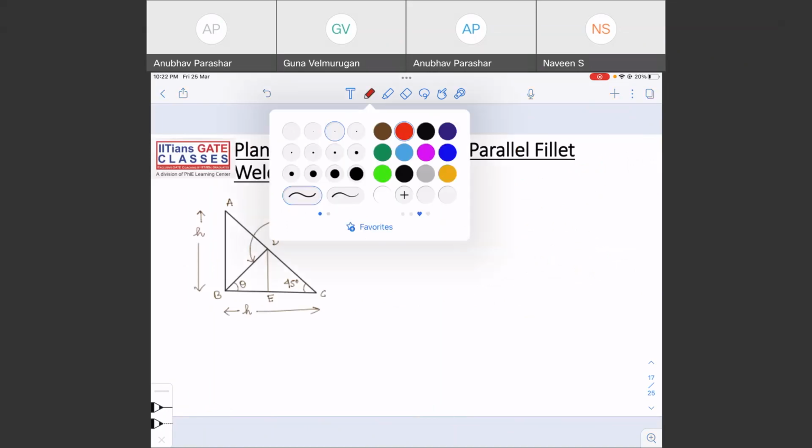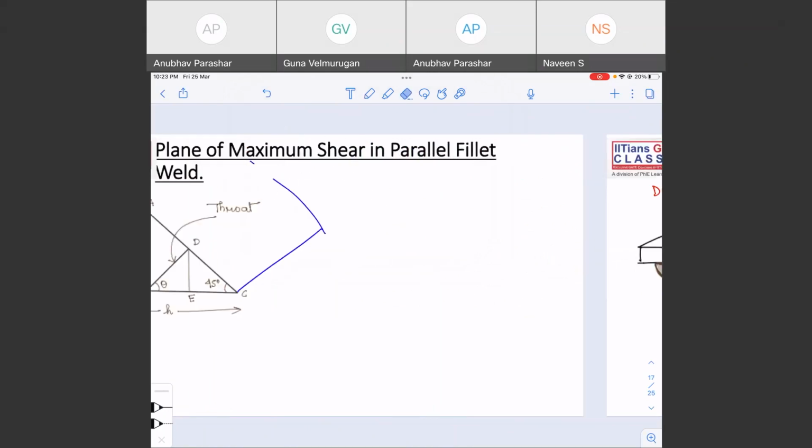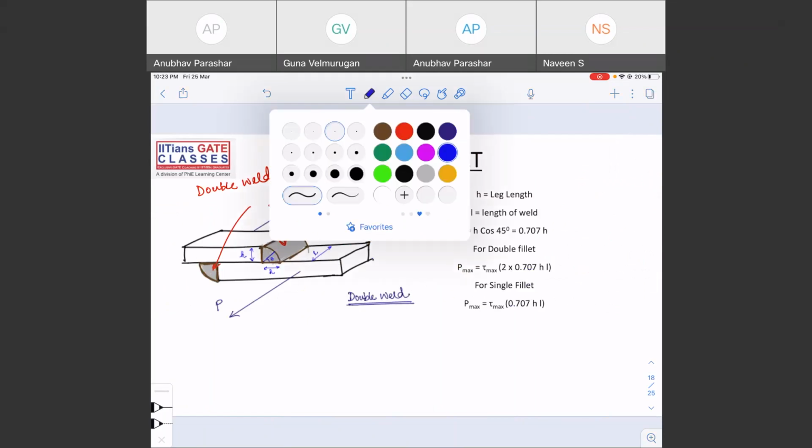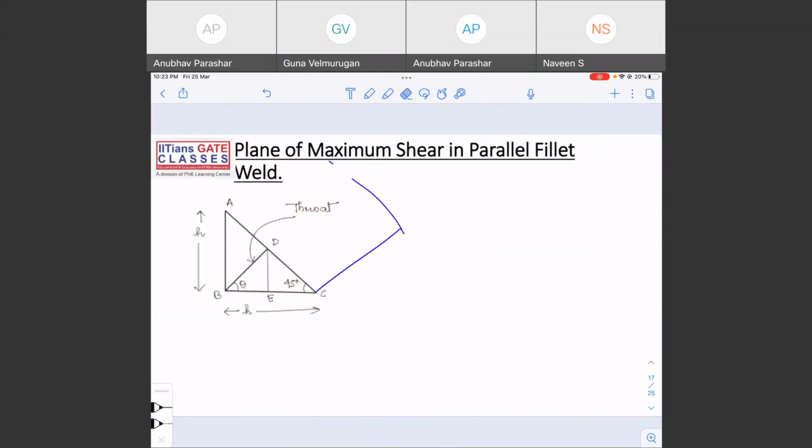Now, we have to know a few things before actually knowing the formula. So this is an approximate diagram of the weld. Which weld are we talking about? We are talking about this weld. We can approximate the cross-sectional area to be a triangle, even though it is not a triangle. So this is what you're looking at: the cross-sectional area of the joint.